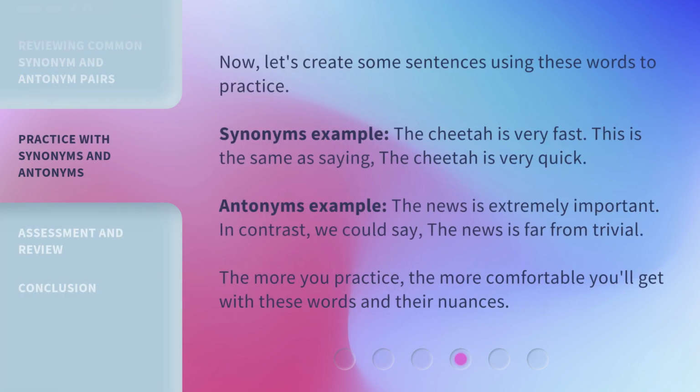Now, let's create some sentences using these words to practice. Synonyms example: the cheetah is very fast. This is the same as saying, the cheetah is very quick. Antonyms example: the news is extremely important. In contrast, we could say, the news is far from trivial. The more you practice, the more comfortable you'll get with these words and their nuances.